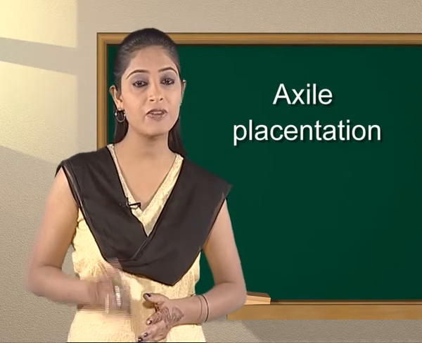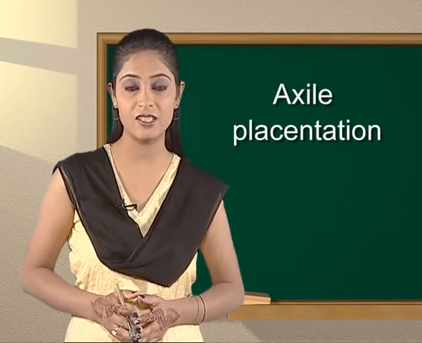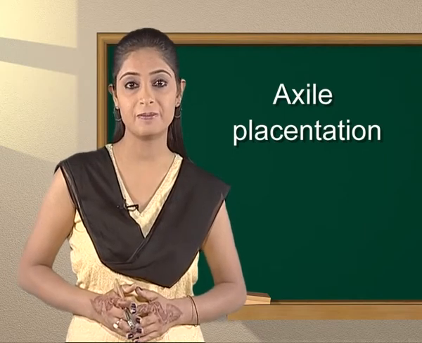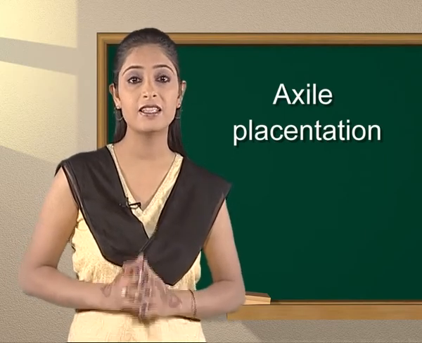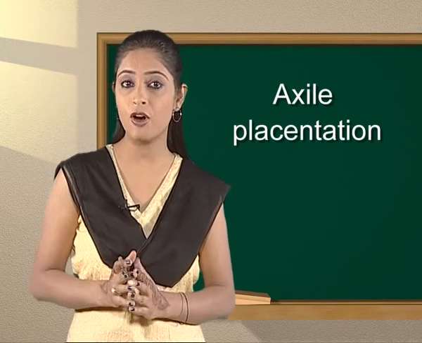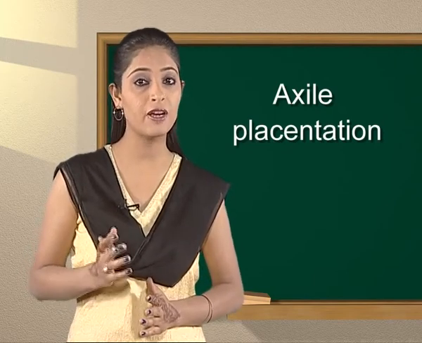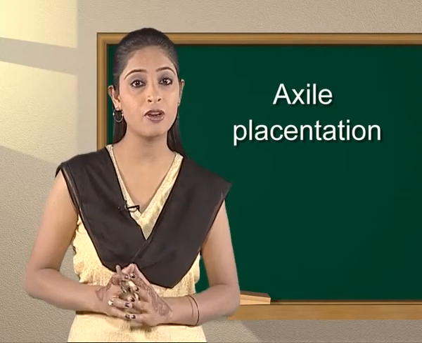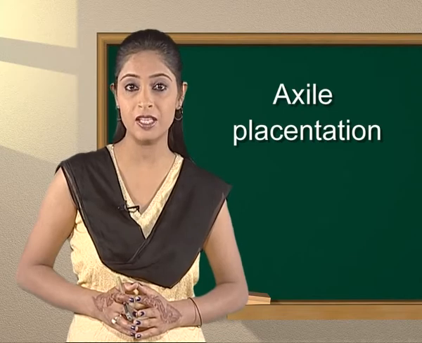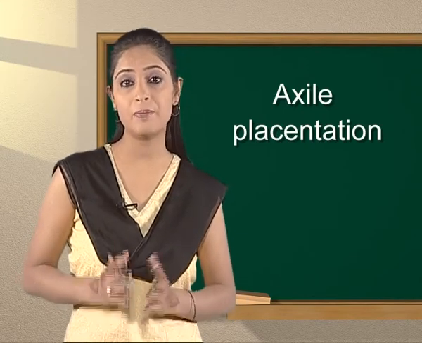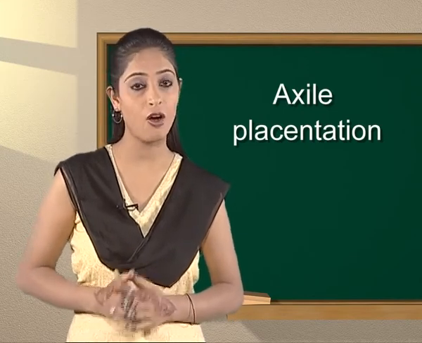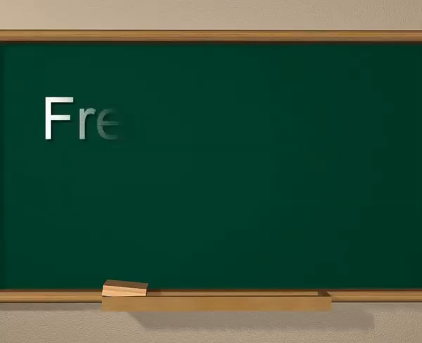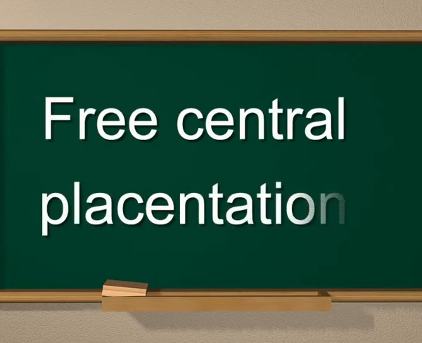Sometimes, in ovaries with axile placentation, septa secondarily tend to disappear. In such cases, the cross-section of the ovary or fruit shows only one locule. It is therefore necessary to observe the longitudinal section of the ovary to say whether the placentation is axile or free central. Let us now know about free central type of placentation.